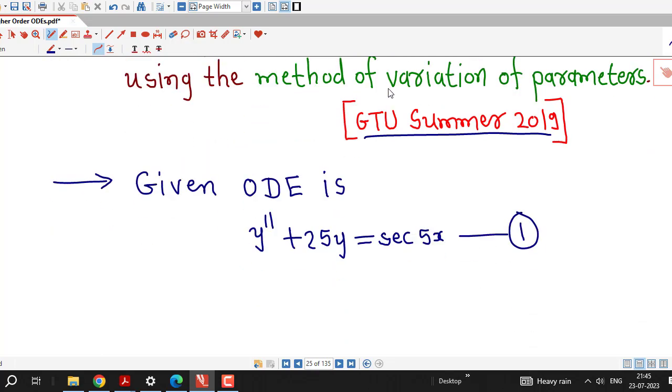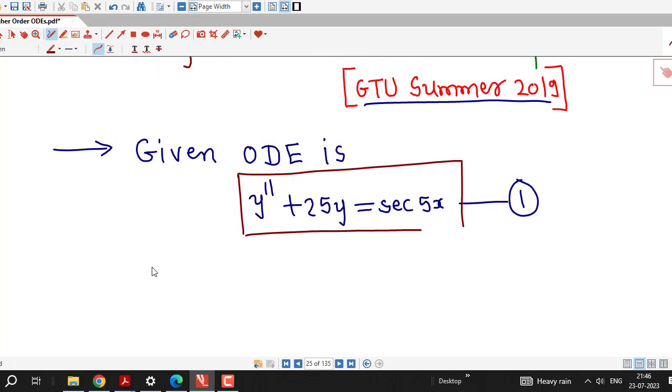To apply the method of variation of parameters, first we have to check whether the coefficient of the highest order derivative is 1 or not. Here the highest order derivative is y double dash, and we can see its coefficient is 1. Therefore we are able to apply the method of variation of parameters for this ordinary differential equation, and we consider the function on the right hand side. We denote that function by r of x, which is sec 5x.